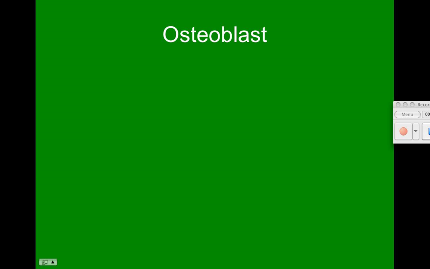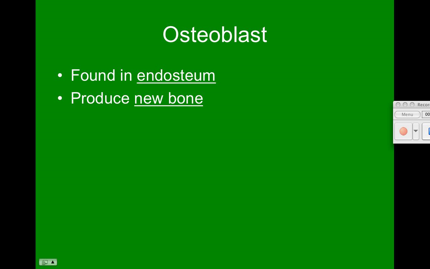The last type is an osteoblast, and again, this is a baby bone cell. These are found in the endosteum, and their job is to produce new bone. So what they are doing is they are adding to the bony matrix because they are actually maturing as they develop into osteocytes.